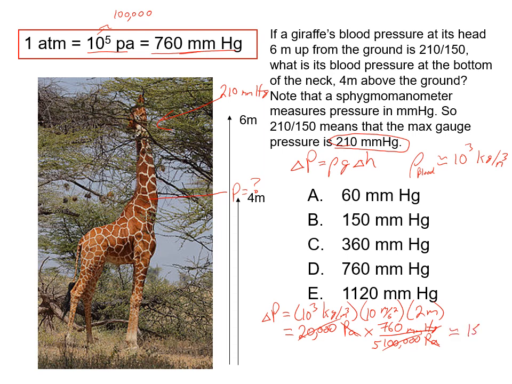So that might lead you to answer B. However, it's important to recognize that this is a change in pressure. So if the pressure up here is 210 millimeters of mercury, the pressure down here, because we're going to a deeper point, is going to be a higher pressure. So the absolute pressure at that point is going to be the 210 millimeters of mercury that we had above, plus the difference in pressure, which is 150, giving us a total of 360 millimeters of mercury. So your answer should be C.